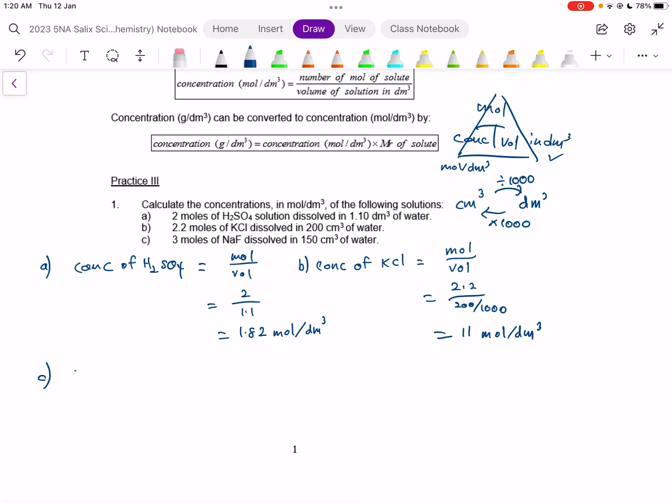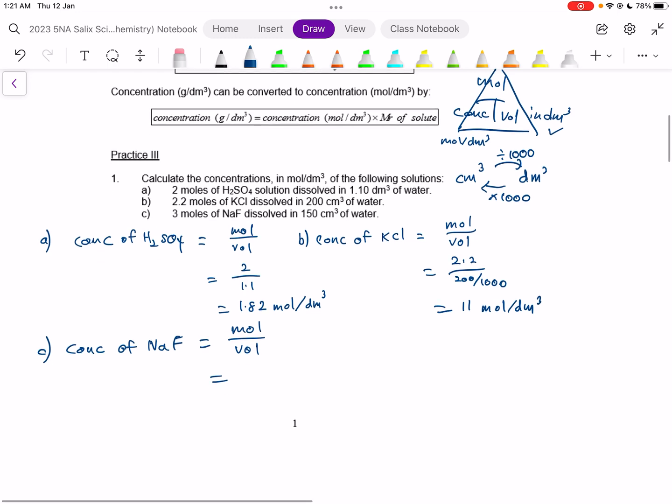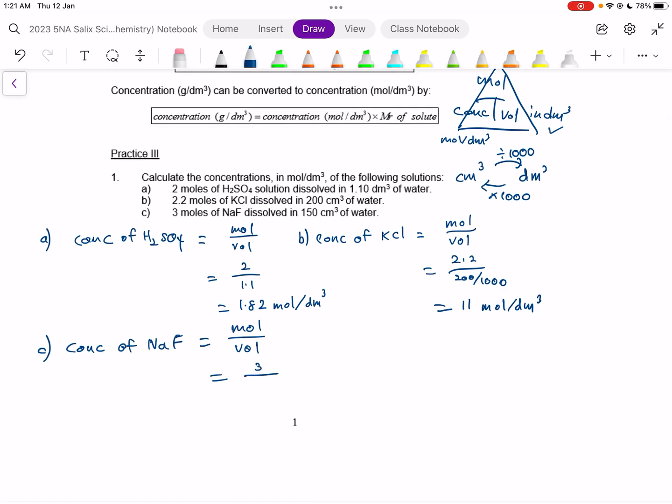Part C. Concentration of my NaF. Same thing, I will do the mole divided by the volume. So do 3 divided by 150 over 1,000. Some people would have converted the volume before that. It's also fine, it's your personal preference. For me, I usually lump it all in one step. So it's 20 mole per dm cube. Sorry, should put in 3SF. Let me change it. Okay, done.